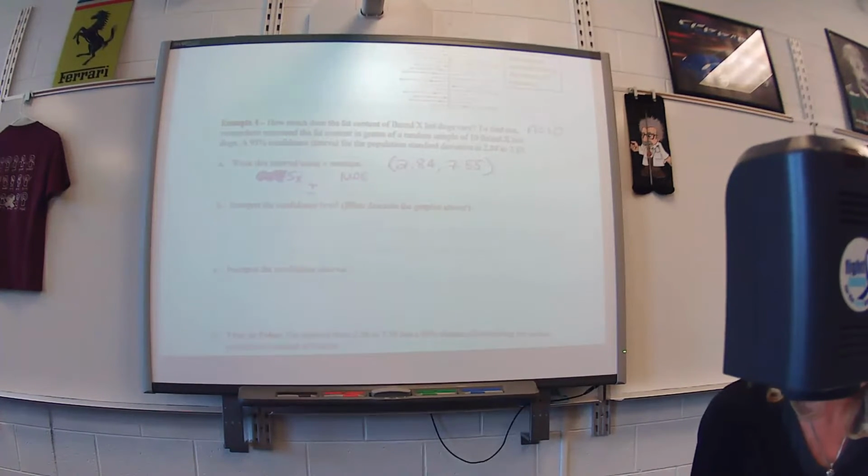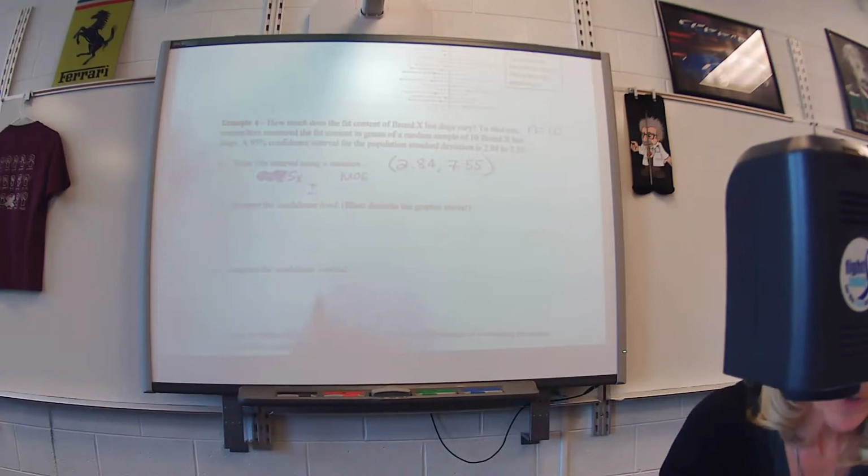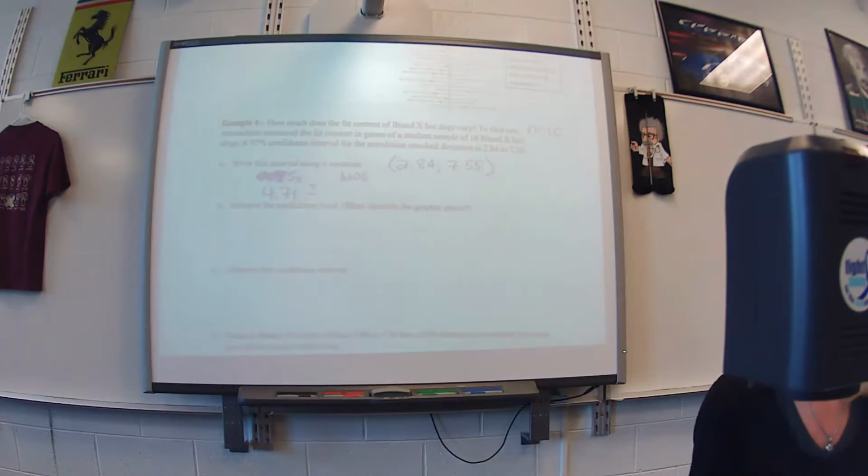Would you be able to tell me what their point estimate was? You just average them. Oh yeah, you're going to use the midpoint formula from geometry. Add them and divide by 2. All right, so what do we get? 2.84 added to 7.55 equals, divide by 2, 5.195.